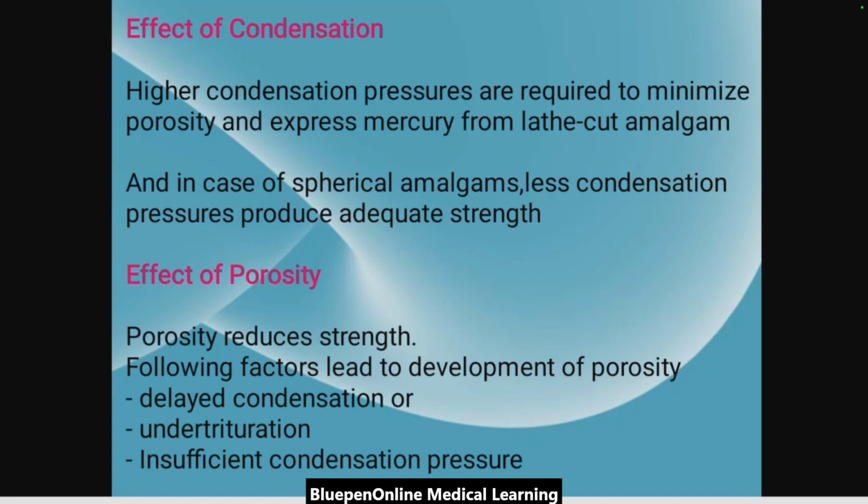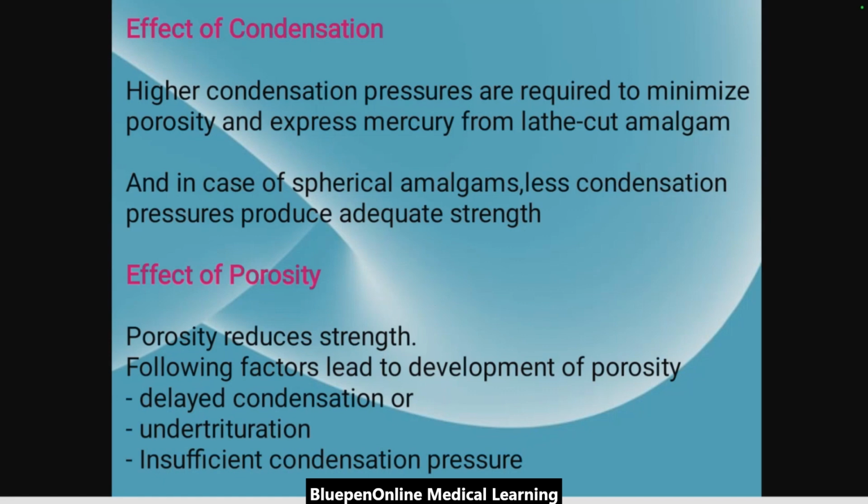But in case of spherical amalgam, lower condensation pressures are desirable and produce adequate strength. So condensation pressure is different for different types of amalgam alloys. For conventional and lathe-cut amalgam, high copper lathe-cut or admixed, condensation pressure should be high enough. For spherical, single composition, high copper amalgam alloys, less condensation pressure is preferred.